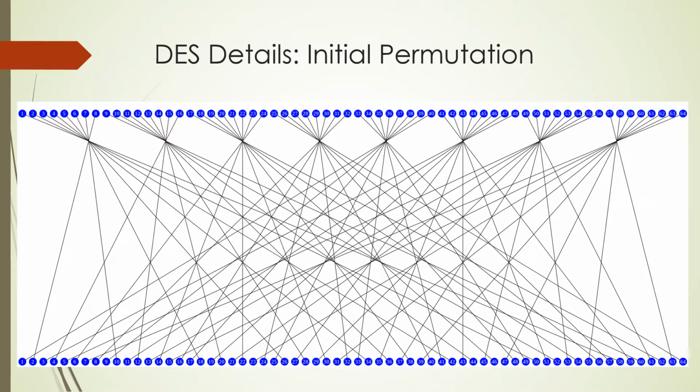And every single blue node on the bottom shows the output of the initial permutation, or each blue node is a single bit of the output of the initial permutation. I mean, there's no need to memorize any of that. I'm just showing you the specifics and the details of DES.